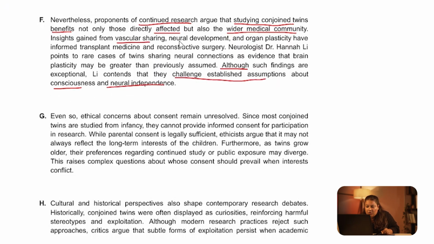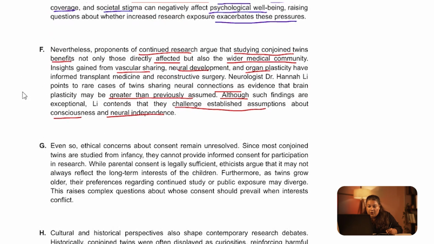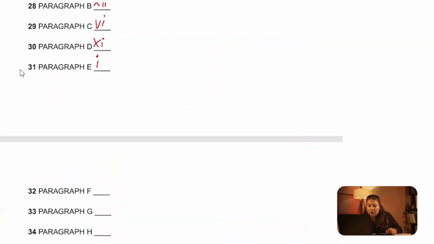So we have vascular sharing, neural development, organ plasticity. Neurologist Dr. Hanali points to rare cases of twins sharing neural connections as evidence that brain plasticity may be greater than previously assumed. Okay, so it does talk about the benefits and how it is actually helping a wider medical community, and we have a name. All right, let's go back. Let's look at the options.